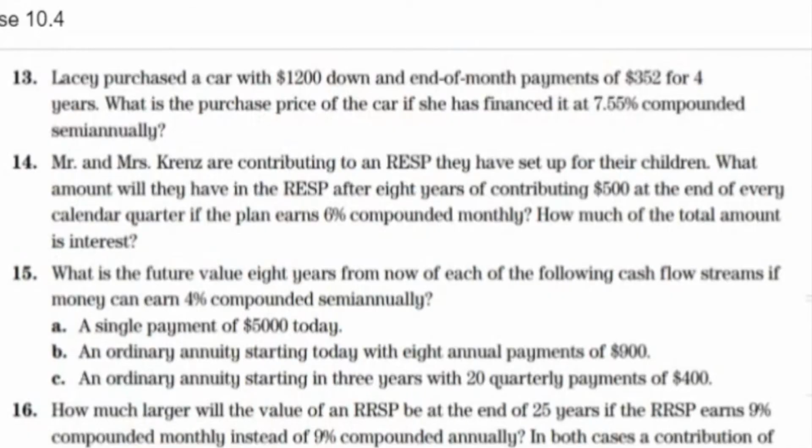Mr. and Mrs. Kitts are contributing to an RESP that they set up for their children. What amount would they have in the RESP after 8 years, after contributing $500 at the end of every calendar quarter, so 4 times a year, if the plan earns 6% compounded monthly? So the payments are going in 4 times a year, and the interest is compounded monthly. They're different, so this is a general annuity. How much of the total amount is interest?